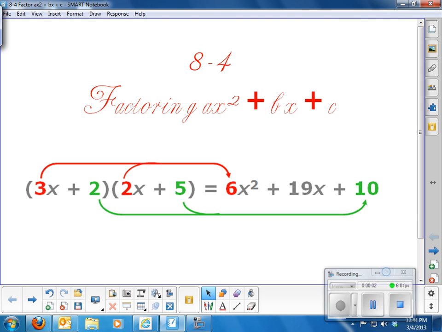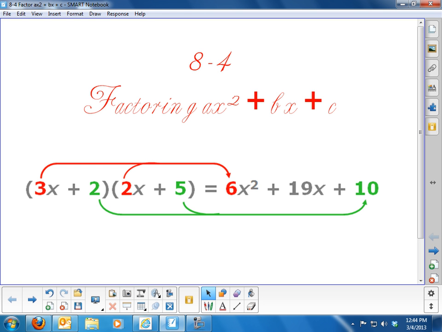Hello everybody. Today's lesson is over factoring polynomials in which the coefficient before the x squared does not equal 1. So in the last section we learned how to factor polynomials when the number in front of the x squared was 1. Okay, but now all of our problems are not going to be 1, which means we just have a little bit more to look at.